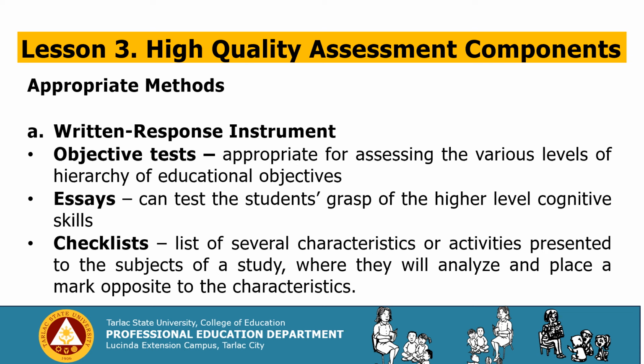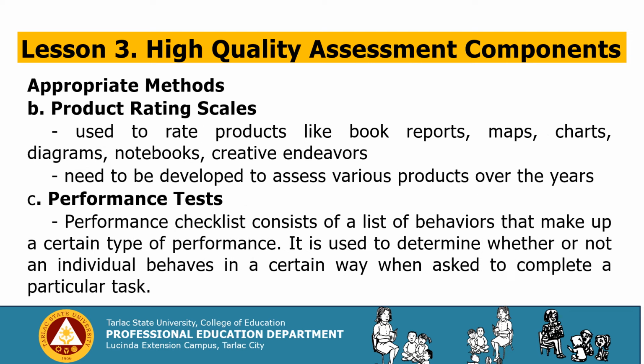The essays can test the student's grasp of the higher level cognitive skills. The checklist lists several characteristics or activities presented to the subjects of a study, where they will analyze and place a mark opposite the characteristics. Letter B, these are product rating scales. They are used to rate products like book reports, maps, charts, diagrams, notebooks, creative endeavors. They need to be developed to assess various products over the years.